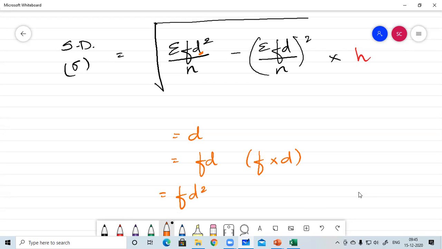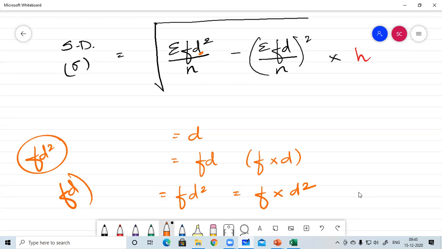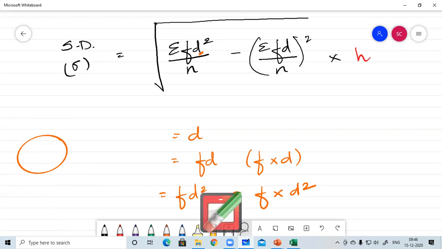Now pay attention to this. This FD square means F into D square. It is not F and D both squared. If I have to write F and D both squared, it appears like this: (FD) square. If I want to do both together as square. So here it is not (FD) square. It is F into D square. Is that clear?